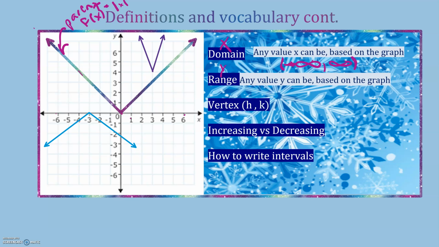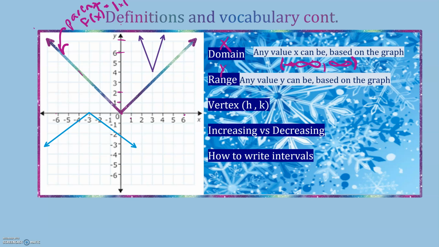So any value that y can be. If I look at the y-axis, I have +1, +2, +6, I'd have +7. Can I go up and up and up until infinity? Absolutely I can. I know that y can be any positive value.